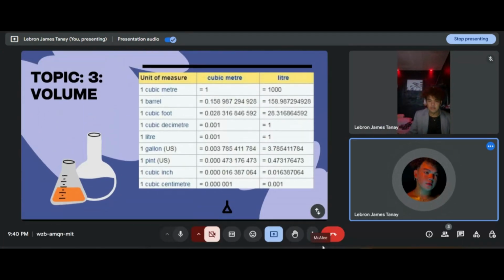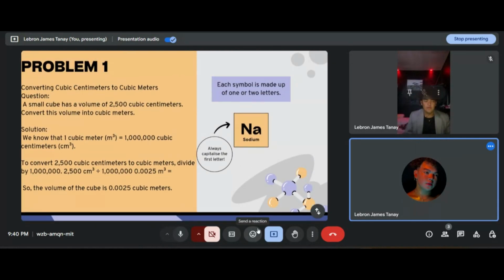The topic number 3 is volume. As you can see on my slide, that is the conversion factor of the volume. Problem number 1, converting cubic centimeters to cubic meters. Question: a small cube has a volume of 2,500 cubic centimeters. Convert this volume into cubic meters.